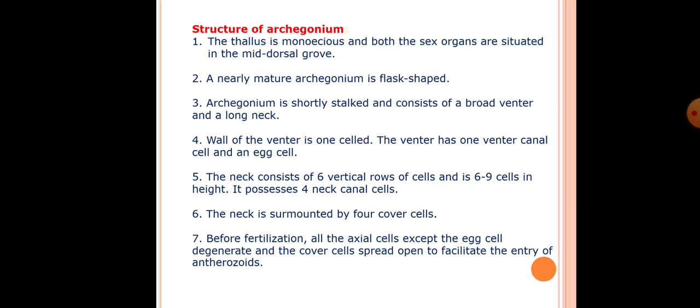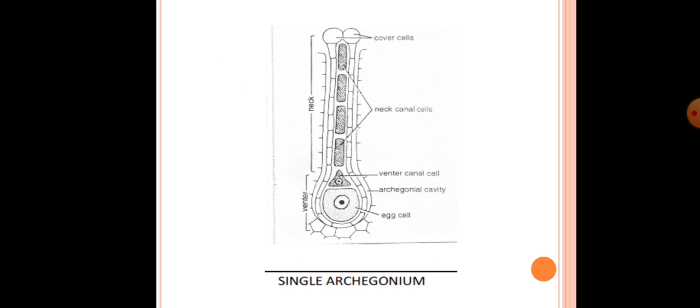Then we see the structure of archegonium. This is the female gametophyte. This is the diagram of archegonium. Here you will see this flask shaped structure is known as archegonium. There are two parts, ventral region and neck region. At the neck region there are 3 to 4 cells known as neck canal cells.